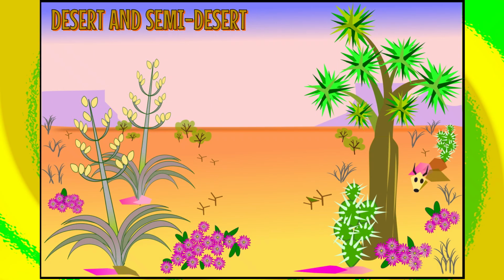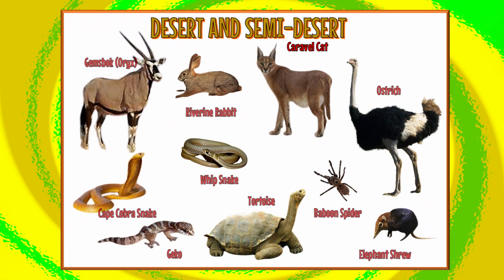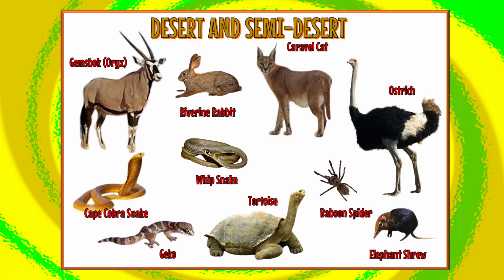Desert and semi-desert habitats are very dry, with few plants and animals that can survive in extreme heat and with little water. Rain seldom falls in desert habitats. Plants found in these habitats can be frickeys, prickly pear, quiver tree, bitterbush, and Cecil agave. And some desert and semi-desert animals are gemsbok, ostrich, caravel cat, tortoise, riverine rabbit, whip snake, cape cobra snake, elephant shrew, baboon spider, and gecko.